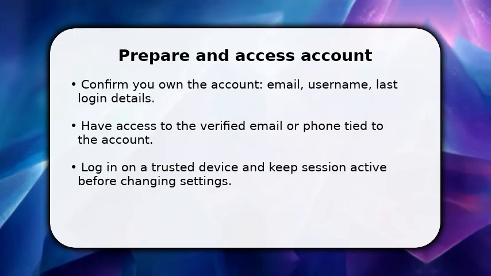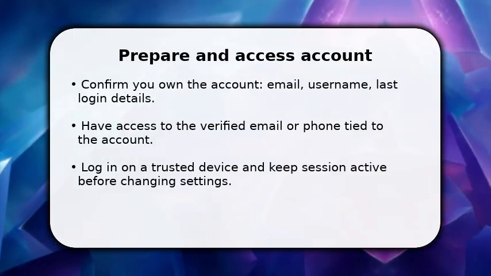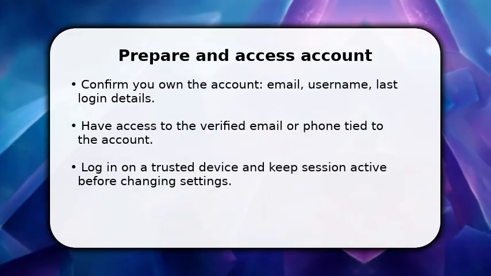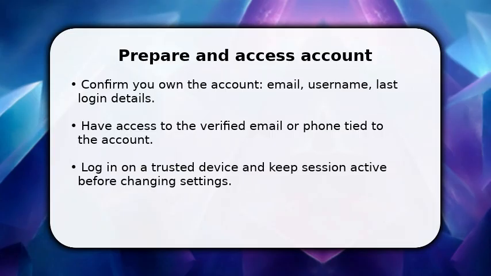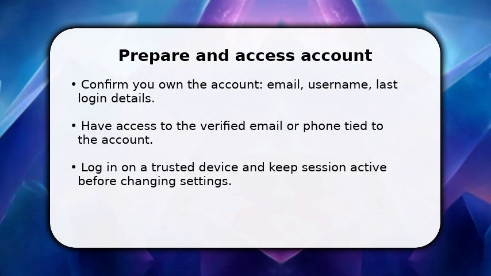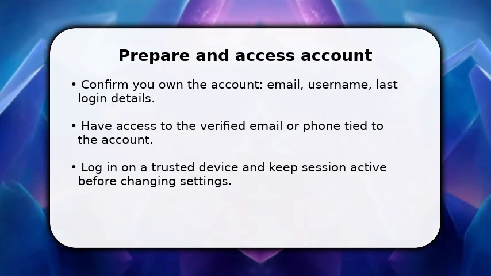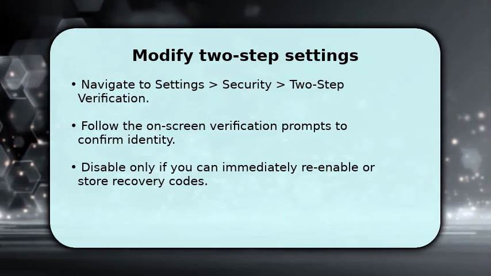Once done, open account settings and focus on security options. Make sure your recovery email and phone are correct. These prerequisites prevent losing access when you change two-step verification. If anything differs from what you expect, pause and update recovery contacts before proceeding to reduce the risk of being locked.